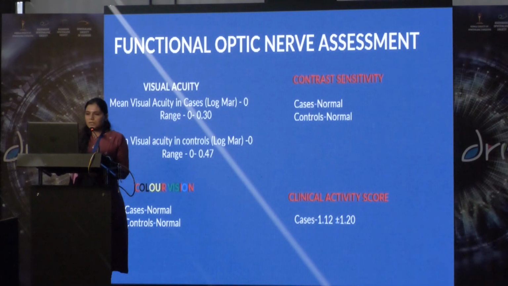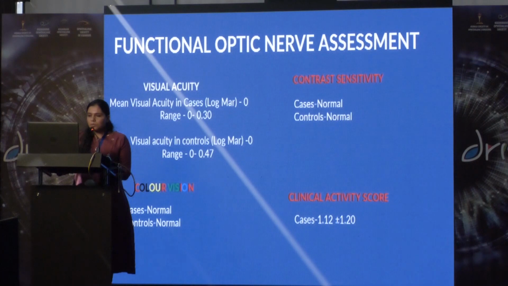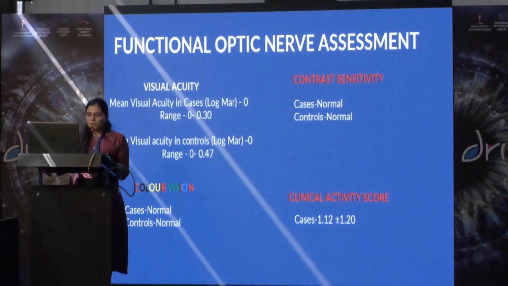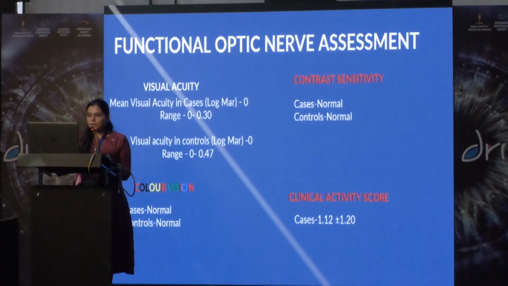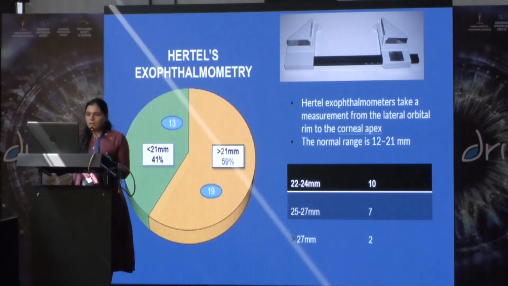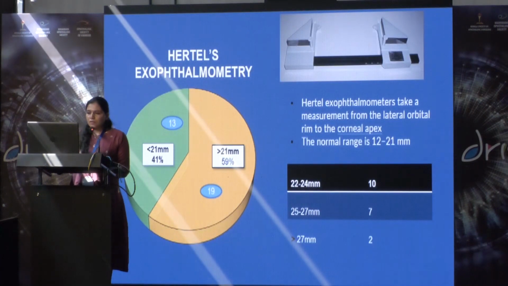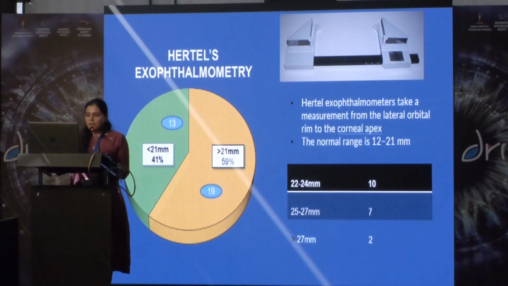Functional optic nerve assessment: visual acuity in cases and controls was 0 by logMAR, and color vision and contrast sensitivity in cases and controls were normal, and the clinical activity score in cases was 1.12 with a standard deviation of 1.2. For Hertel's exophthalmometry, 59% of them had a value of more than 21 millimeters and 41% had less than 21 millimeters.